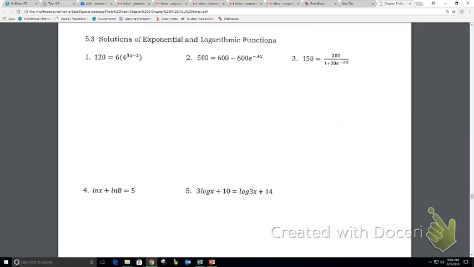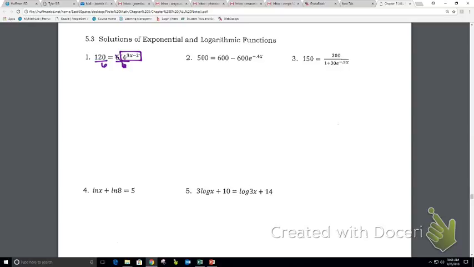Okay, so we're still dealing with logarithms. And so we want to solve the exponential and log functions. So look at number 1 there. How are we going to solve that? I can't put it into log form. First I have to get the exponential part by itself. So I need to get this by itself. So how are we going to move the 6? Good, divide by the 6.